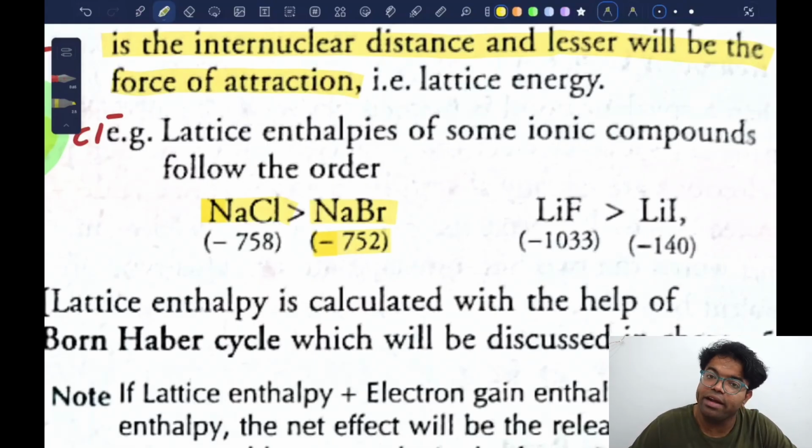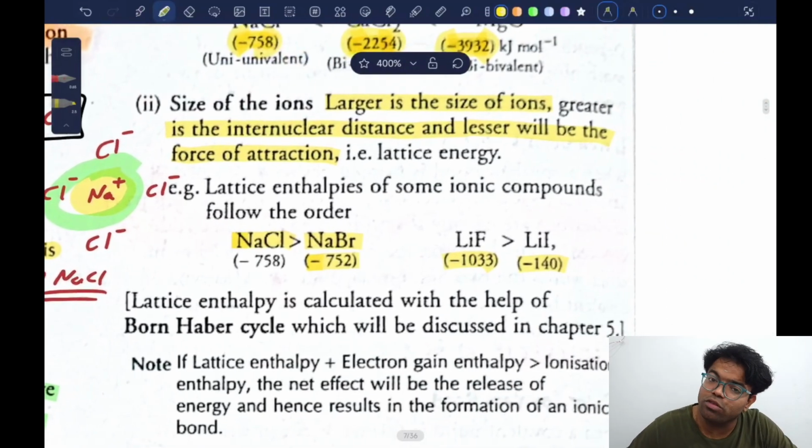Similarly, lithium fluoride and lithium iodide. Lithium and fluorine are very small compared to lithium iodide, because iodine is very huge. Fluorine only has two shells, whereas iodine has five shells around the nucleus, so it is a huge ion. Due to this, lithium fluoride will generate more energy when the bond is being formed compared to lithium iodide. In these cases, you know what type of questions they will ask?